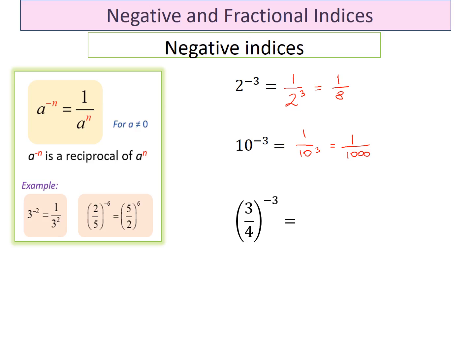In the last example, I've got a fraction. The reciprocal of this fraction would be 4 over 3. So you just flip the fraction: the numerator becomes the denominator, and the denominator becomes the numerator. And now I still need to apply the power, but remember that it's going to be positive now. And remember that the cube applies to both the numerator and the denominator. So 4 cubed, that means 4 times 4 times 4, is 64. And 3 cubed, that means 3 times 3 times 3, is 27.